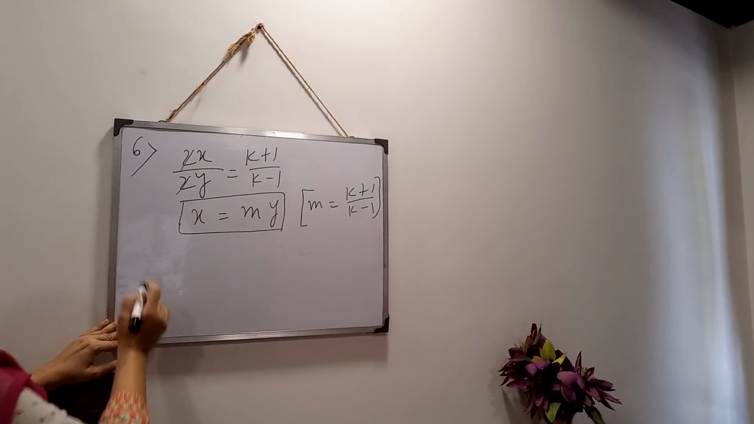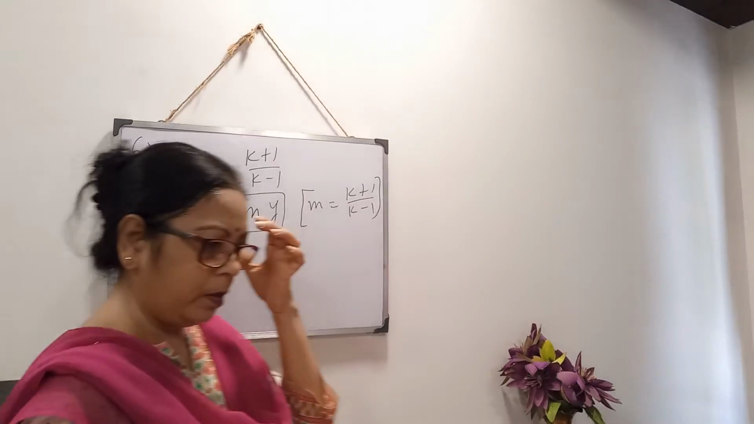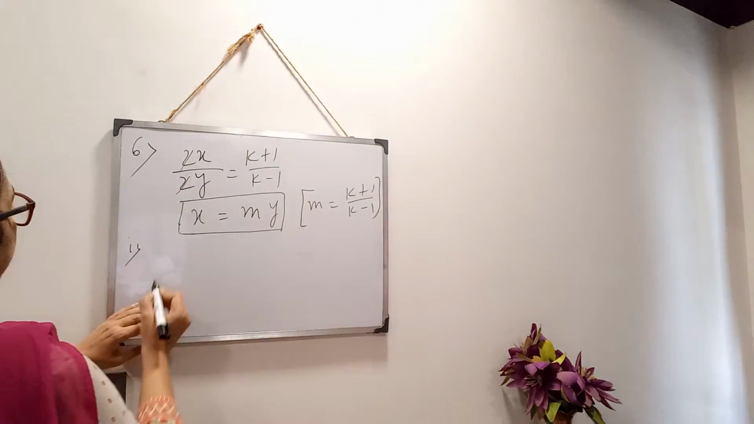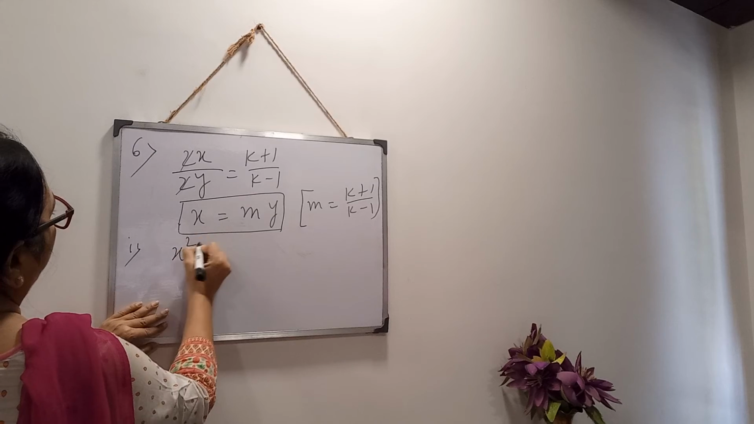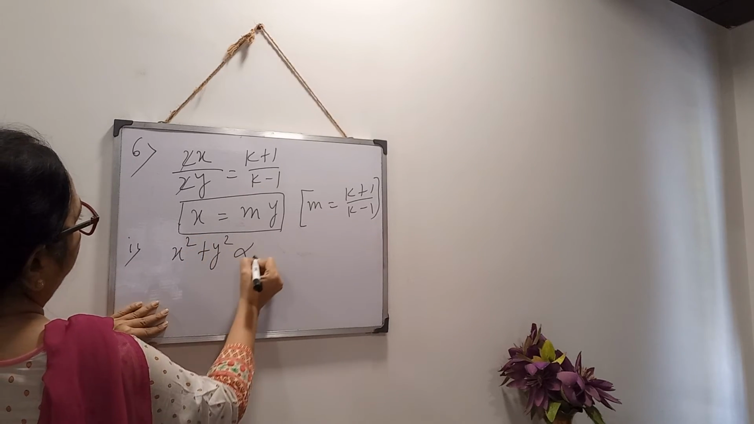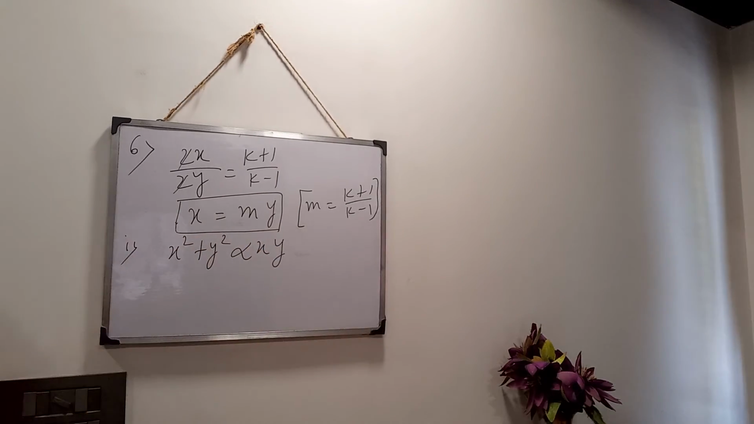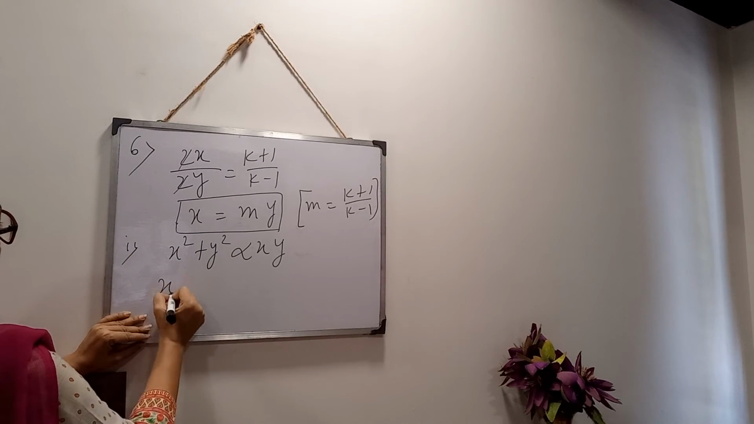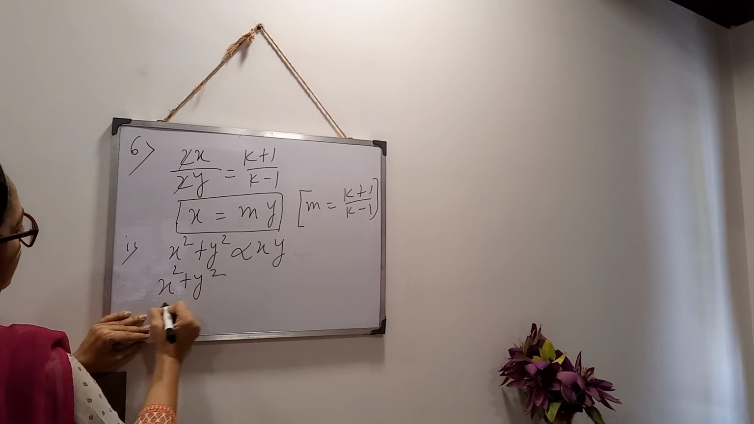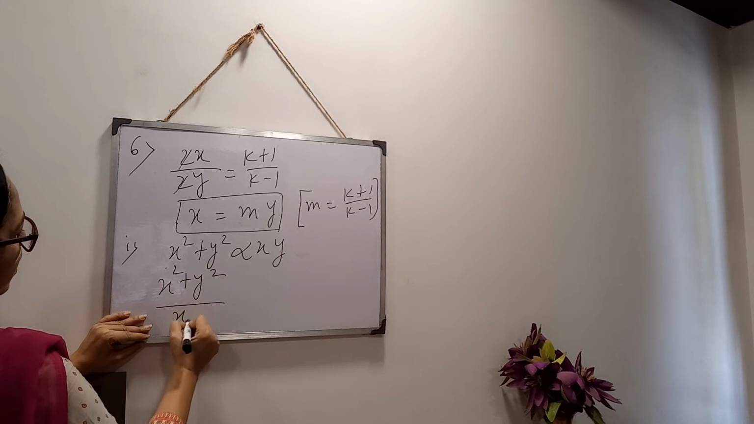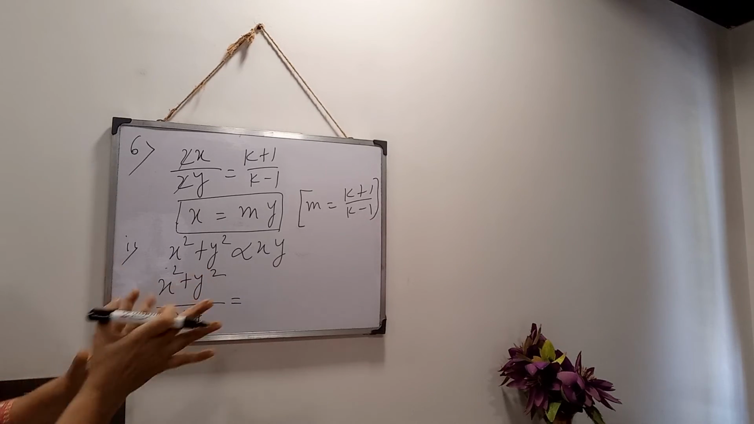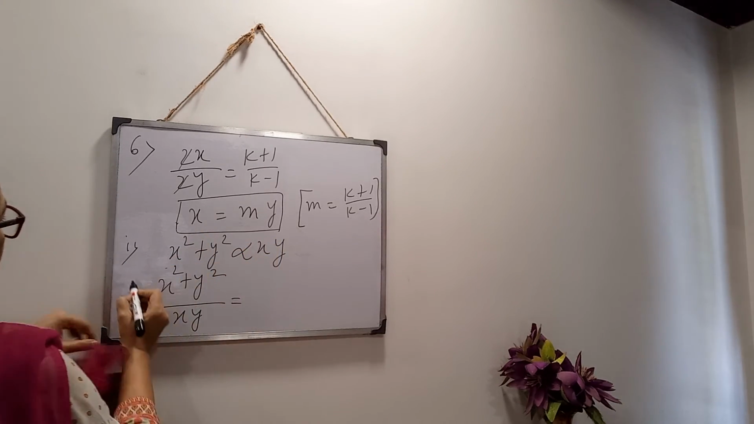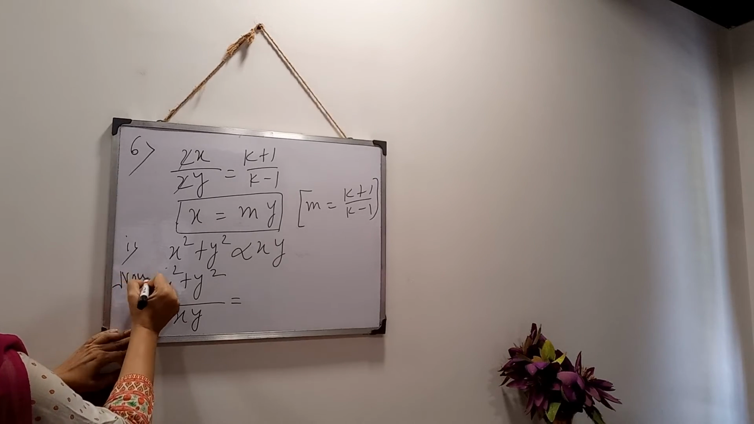First one, number 6.1: show that x square plus y square varies as xy. This we can prove in an indirect way. If we can show that x square plus y square by xy equals some constant, then we can write that this varies as this. Now I am proving whether a constant is coming or not.